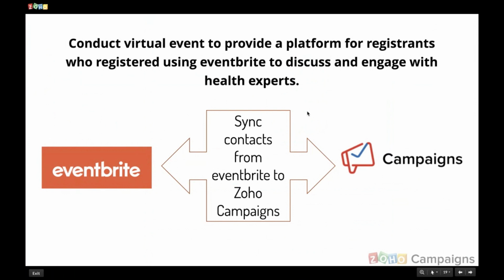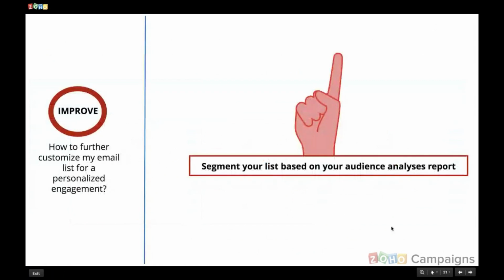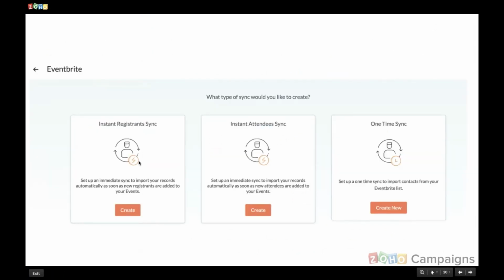When the data is synced to Zoho Campaigns, you can start building your email list from that data. So your job becomes easier. You don't have to jump between Eventbrite and your email marketing software. You can automatically sync the data from multiple platforms. When it comes to Eventbrite, there are three options: instant registrants, instant attendees, and one-time sync. You can choose whichever type of sync you want and go ahead with it.